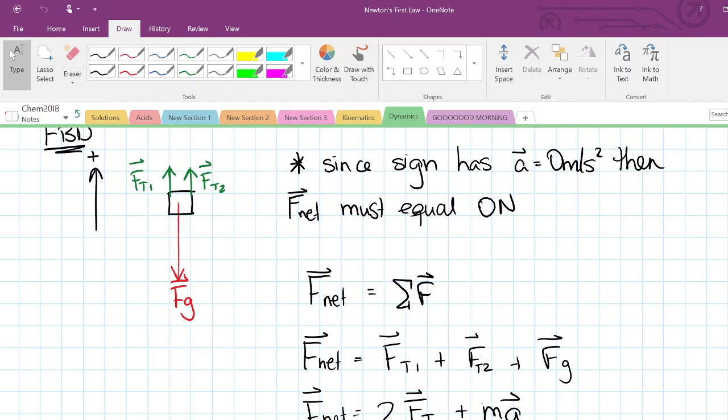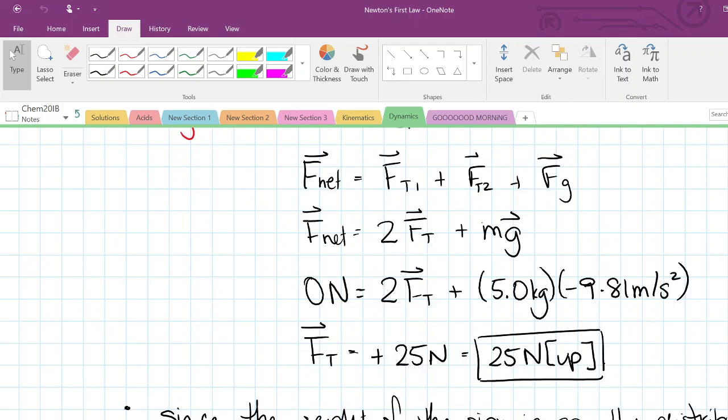that the mass of my sign was 5 kilograms, a pretty heavy sign, times gravity, and I know gravity always acts down, and in this case, because I said up was positive, it means my gravity is negative 9.81 meters per second squared. And if I rearrange and solve for Ft, I get that Ft is positive 25 newtons, or 25 newtons in the up direction. I have to insert a sign or a direction on there because it is a vector.